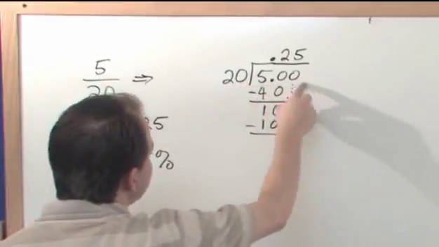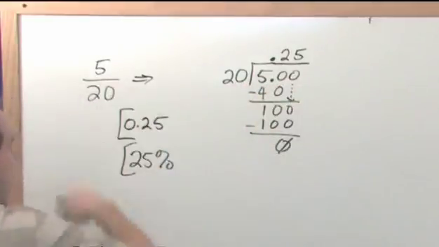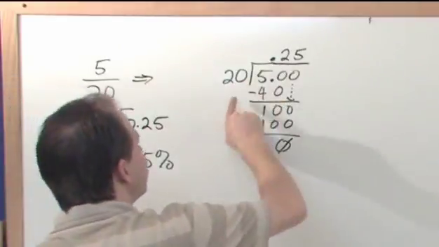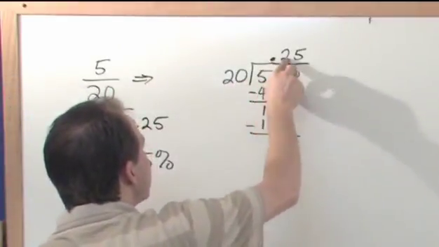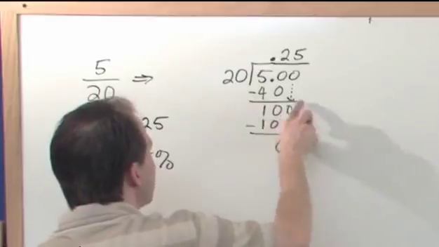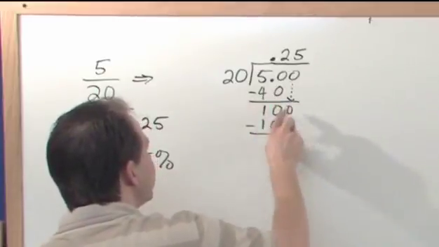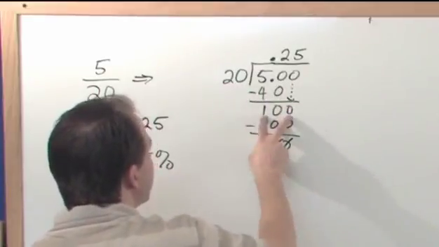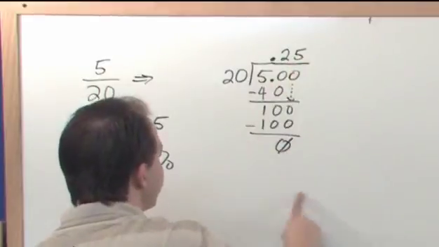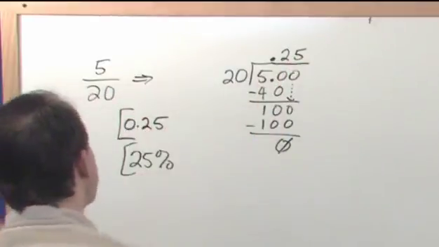We change it to 5.00 because this is the same as 5. Putting our decimal point up. 20 goes into 50 2 times, giving us 40. Subtract gives us 10. Drop down the 0 gives us 100. 20 goes into 100 5 times, and there's nothing else to do, so it goes to 0.25.